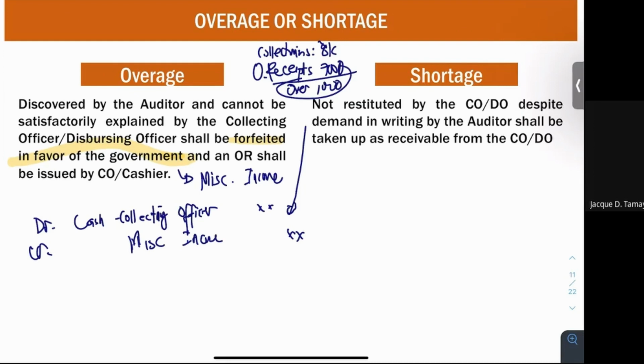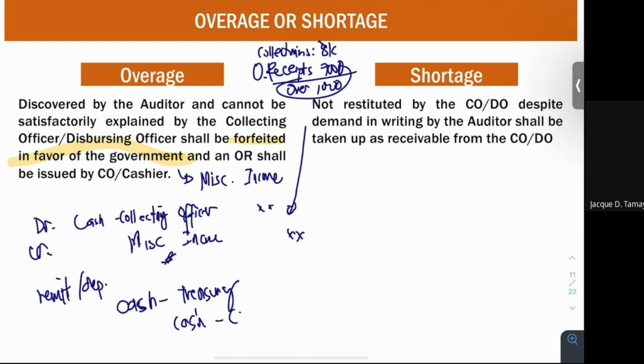Now, once that amount is also remitted, so upon remittance or deposit, you debit cash, treasury, and then you credit cash, collecting officer. That's how we account for the overage. Take note, it is forfeited in favor of the government, and it must be credited as miscellaneous income.